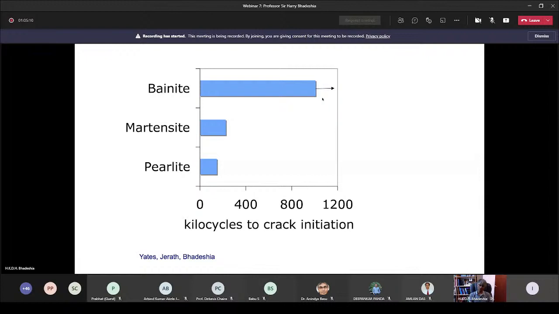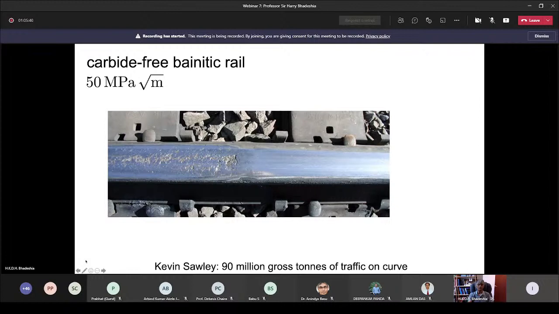Something like a rail is safety critical, so people are not going to accept it unless there has been experience in service. In the USA, there is a test track where you can run heavy goods rail cars over your experimental rail. This is the carbide-free Bainitic rail, and this is conventional rail, after 90 million gross tons of traffic on a curve.